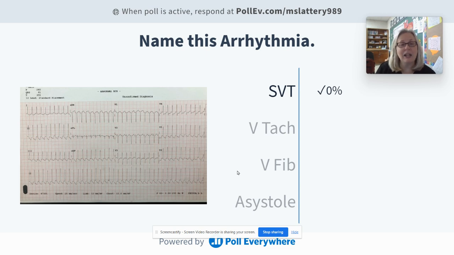It's not irregular in any way. It's definitely all coming at a very fast, regular pace. So it can't be AFib RVR. Plus, we see that ST depression. So this is SVT all the way.